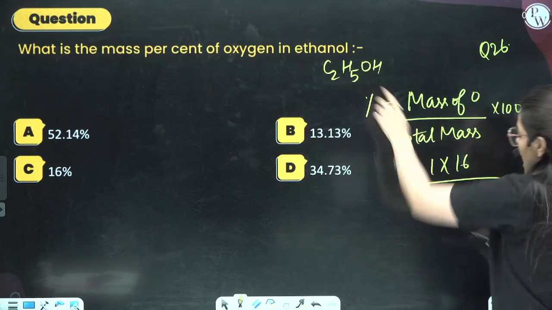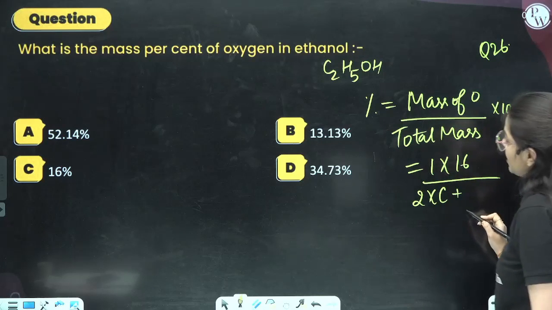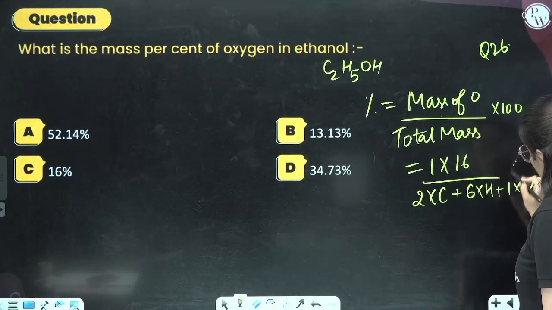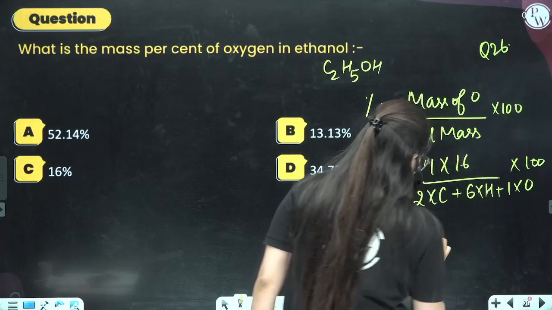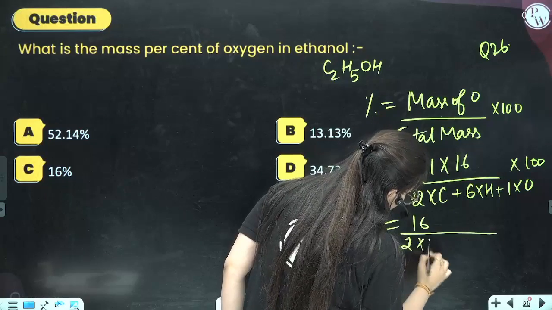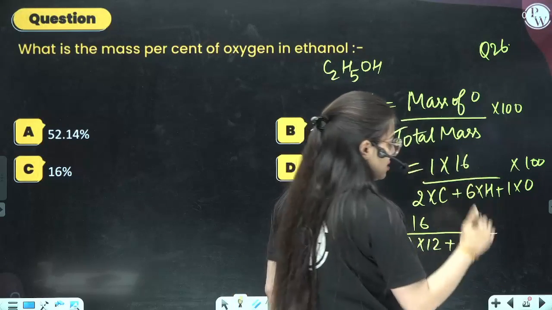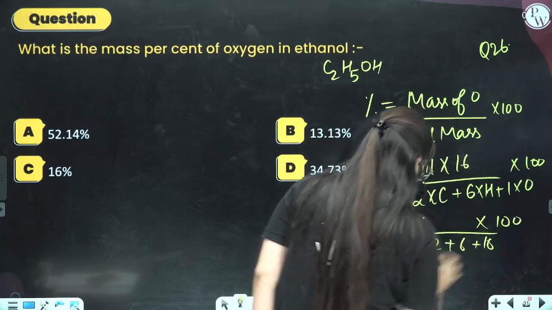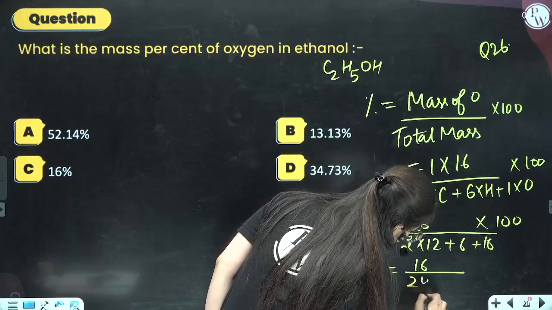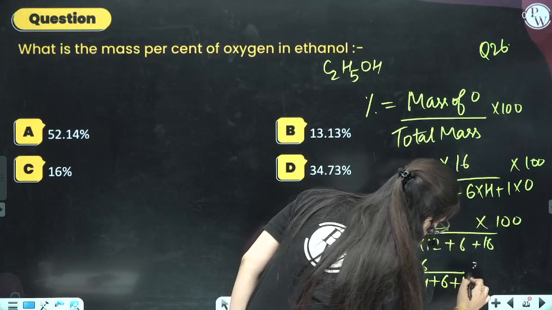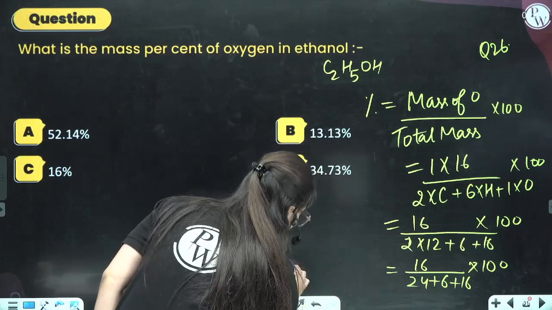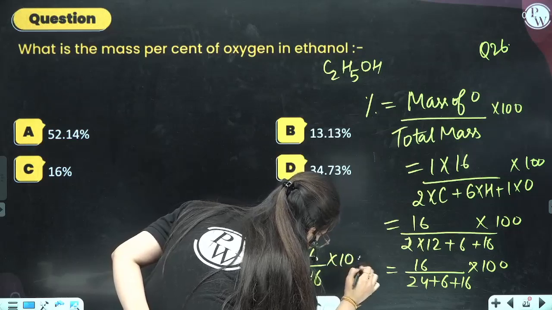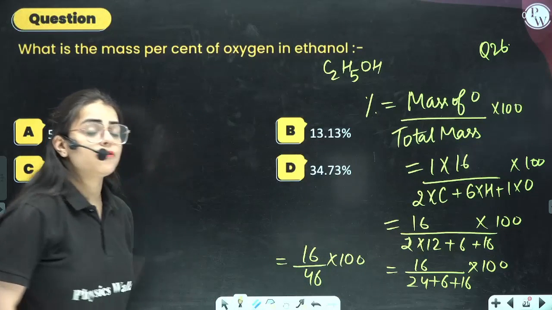Divided by total mass: how many carbon? 2, so 2 into carbon mass, plus how many hydrogen? 6, so 6 into hydrogen mass, plus 1 into oxygen mass, into 100. So 16 divided by 2 into carbon mass 12, plus 6 into hydrogen mass 1, plus 1 into oxygen mass 16, into 100. So this is 16 divided by 24 plus 6 plus 16, into 100, which comes out to be 16 by 46 into 100.